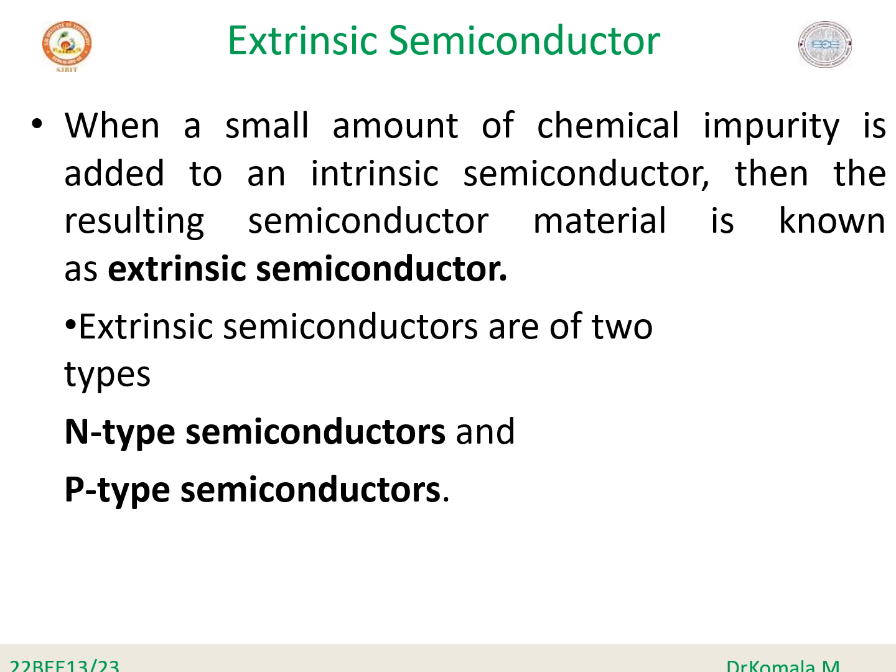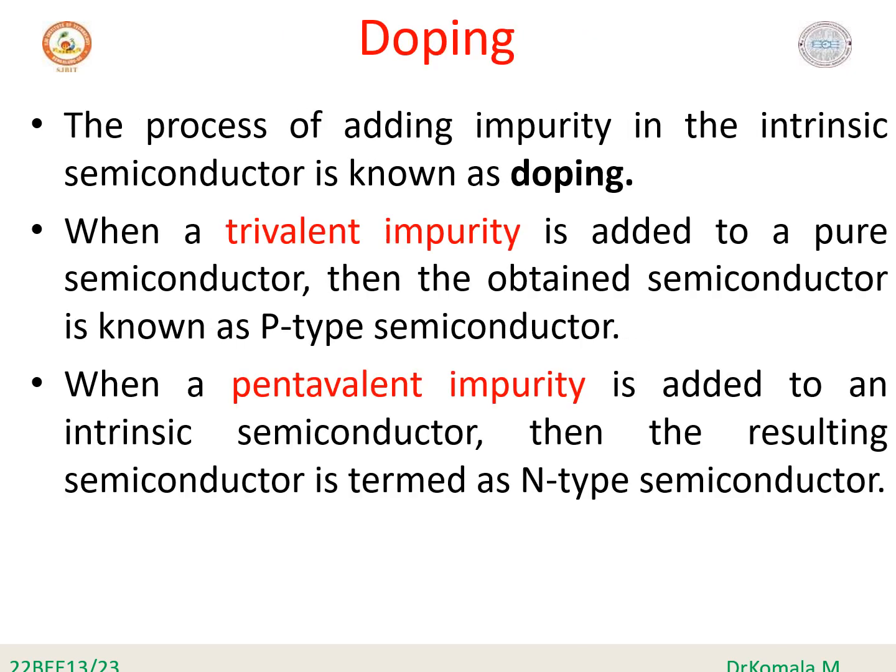Now let us understand how the N type and the P type semiconductors are obtained. The extrinsic semiconductors are converted into N type and P type semiconductors by a process known as doping. So, what is doping? The process of adding an impurity to the intrinsic semiconductor is what we call doping.